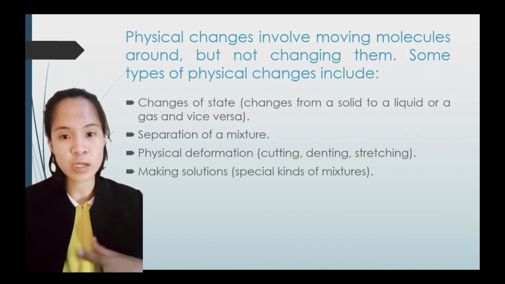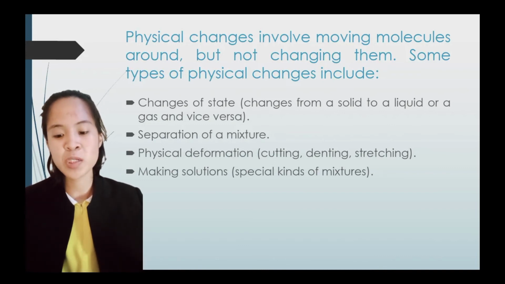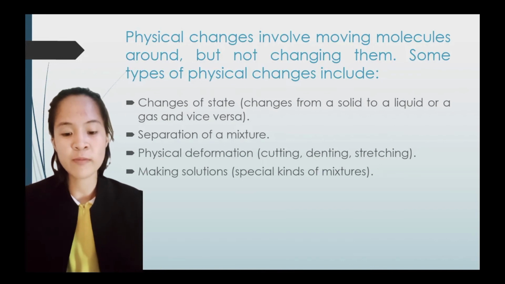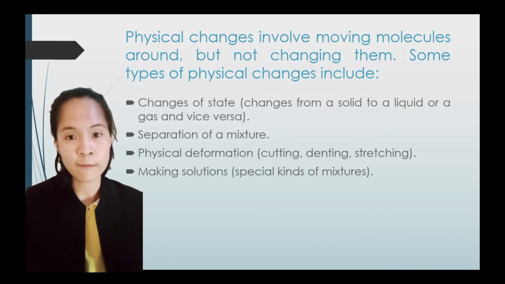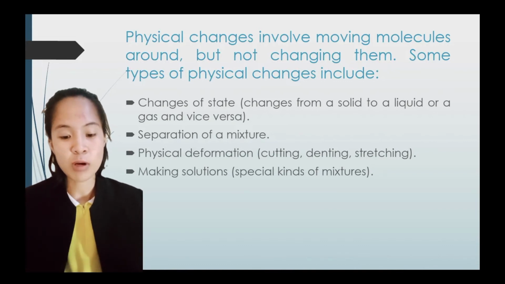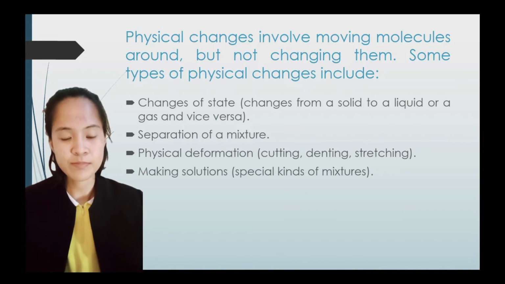So, when it melts, it can go back to water, to its original form. Separation of a mixture: evaporation, distillation, or filtration. Evaporation, for example, when you boil water, it evaporates, like bubbles coming from the water.